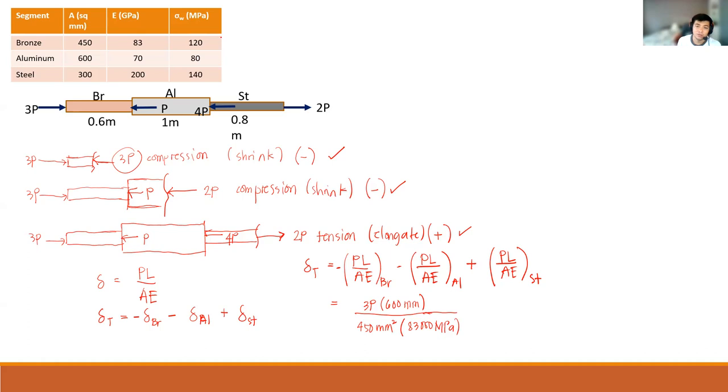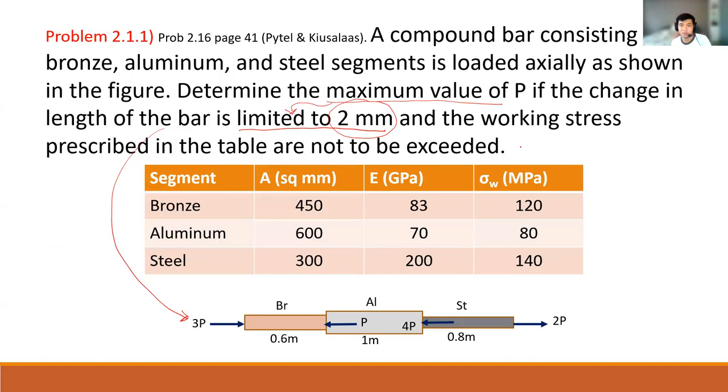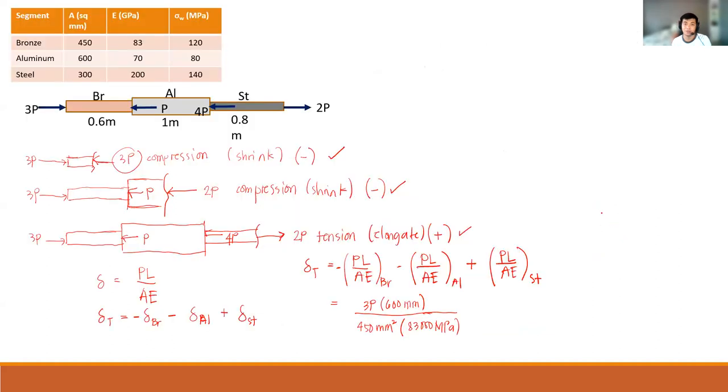Okay, so probably you're going to ask, what's the use of the different stresses of the materials? If you go back to the question, the working stresses prescribed are not to be exceeded. So of course, we're still going to verify whether the material we got is right. If you plug in the force now, let's say we have solved P, it should not go beyond the given stresses. But as of the moment, we haven't used them, so we are still looking for P.